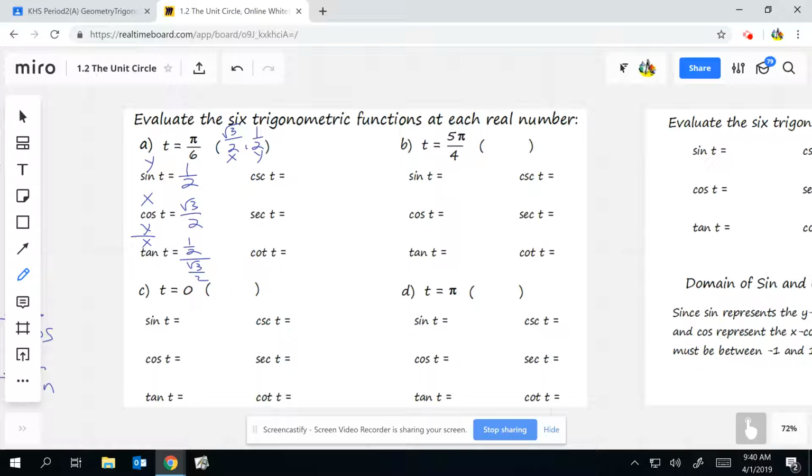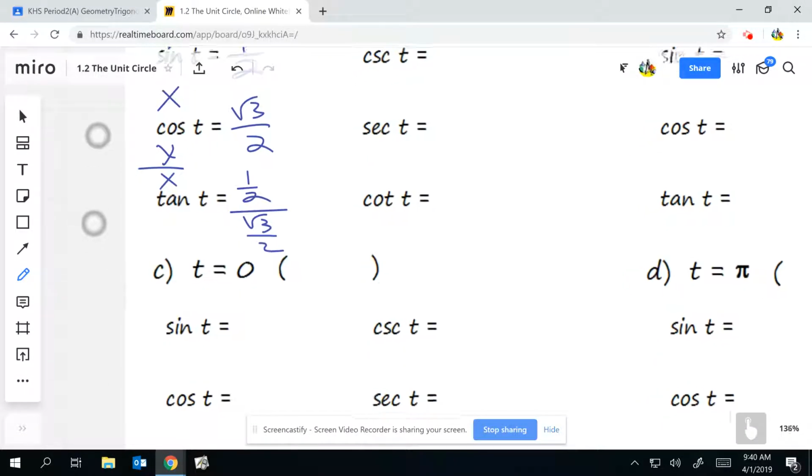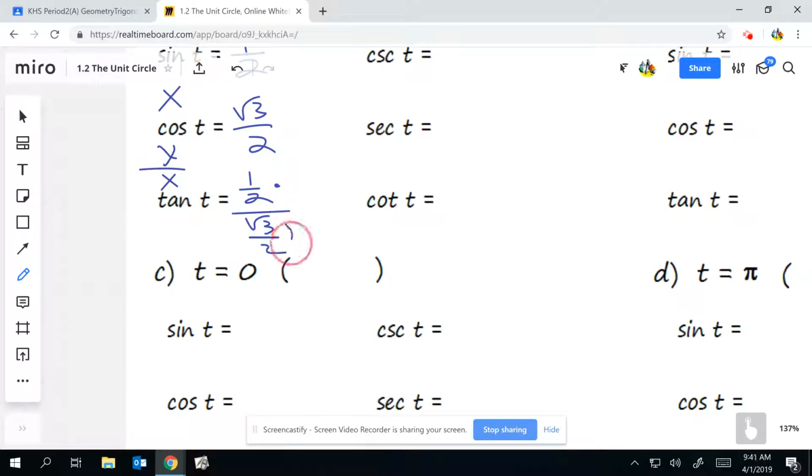But we can't leave a division problem sitting there. We actually have to change that to a fraction. So we've got to multiply by the reciprocal here. I'm going to take the top one and multiply it by the reciprocal, which would be 2 over radical 3. So these 2's will cancel, and I'll get an answer of 1 over radical 3. Again, that's not a good answer because it's got a radical on the bottom. So you're going to need to change that, multiply by radical 3 on top and bottom. So radical 3 over 3 is your actual best answer for tangent.